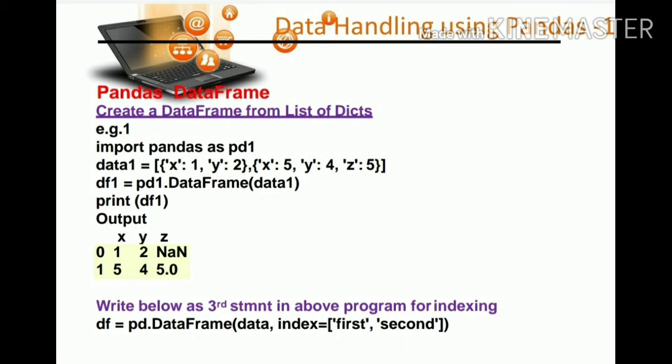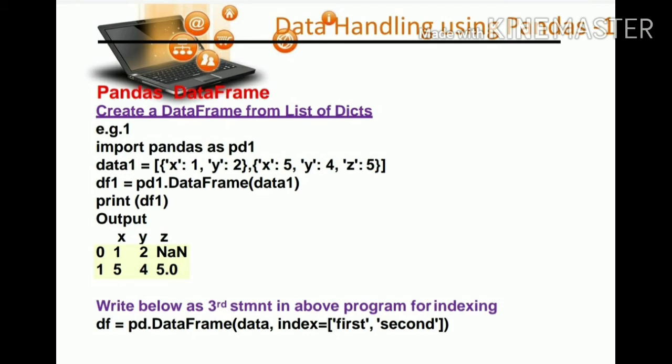Now we are creating a data frame from a list of dictionaries. List of dictionaries. So see, square brackets we are using because we are talking about a list and then dictionary. If you remember, in the dictionary we have element and index. Both the things are there. So x is the index and its value is 1. y is the index and its value is 2. Similarly, x and 5, y and 4, z and 5. We give this since list is also there and dictionary is also there.